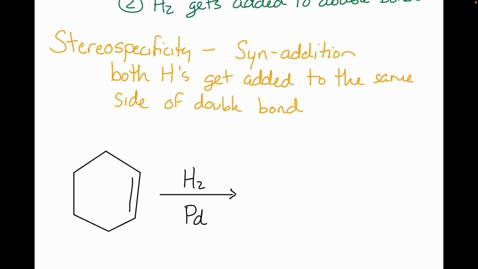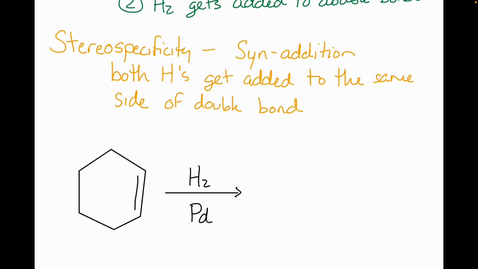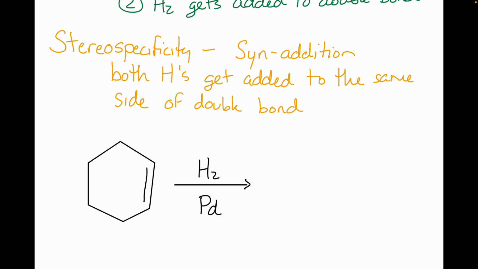What do we think our stereospecific product would be for a syn addition? For the anti-addition, they were added to the opposite sides, so we got the trans isomer. What do we think we're going to get for a syn addition? The cis isomer. Both of these hydrogens will be added to the same side of this double bond.